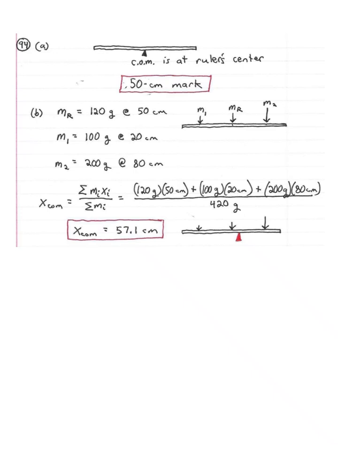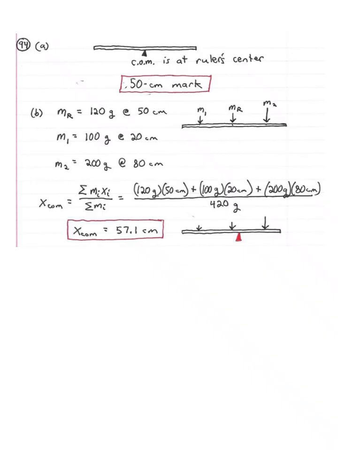Number 94, you have a 120-gram meter stick. So for this one, we cannot neglect the mass of the meter stick. Where should you place the meter stick atop your finger so it balances? Okay, that's an easy one. If it's a uniformly distributed mass, as meter sticks tend to be, then the balance point is right in the middle. So the center of mass is going to be at the center of that meter, so at the 50 centimeter mark.